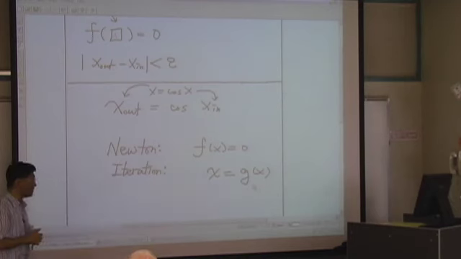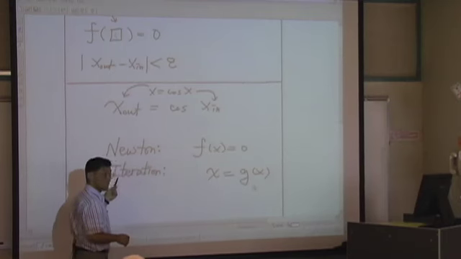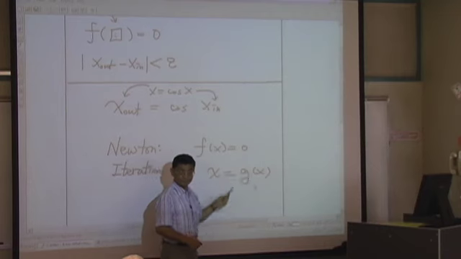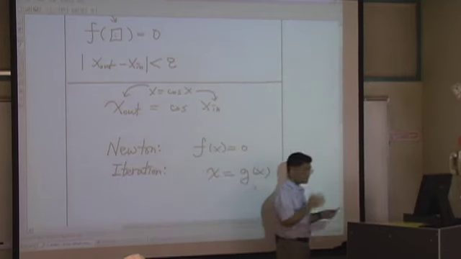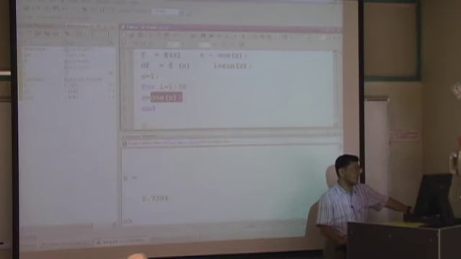So you should see the similarity and the difference. Newton's method uses f. The iteration method doesn't use f. It uses g. So as you can see in the program, I didn't use f here, right? Did I use f in the iteration? No, right? I just used g, not f.